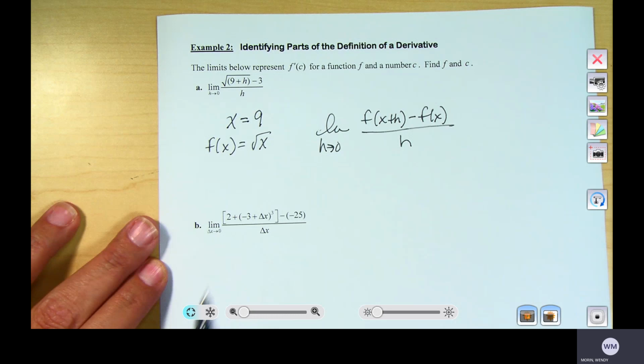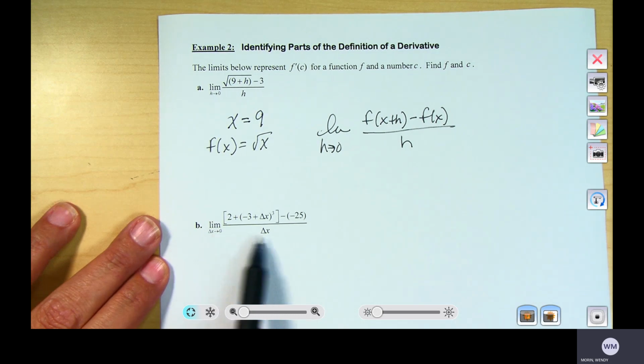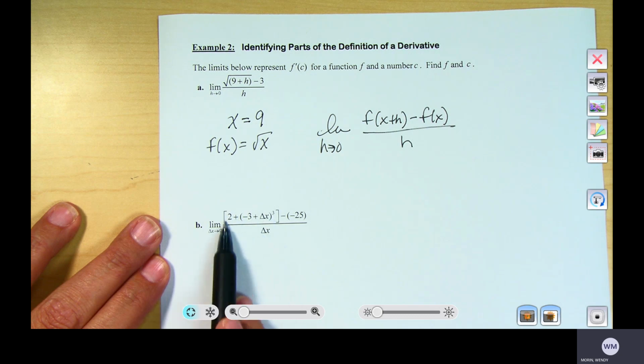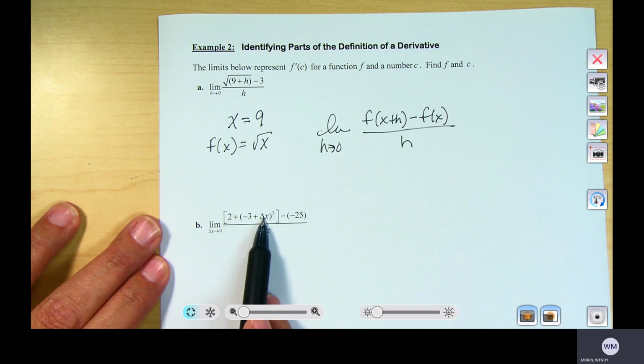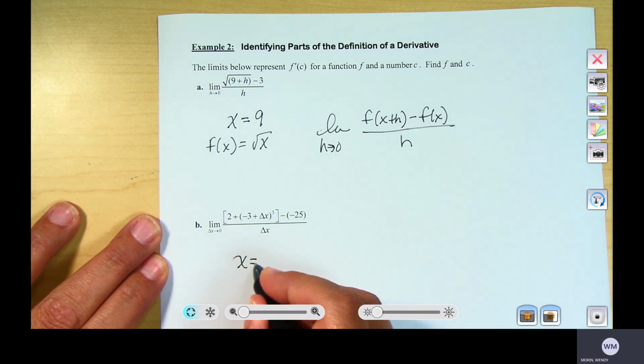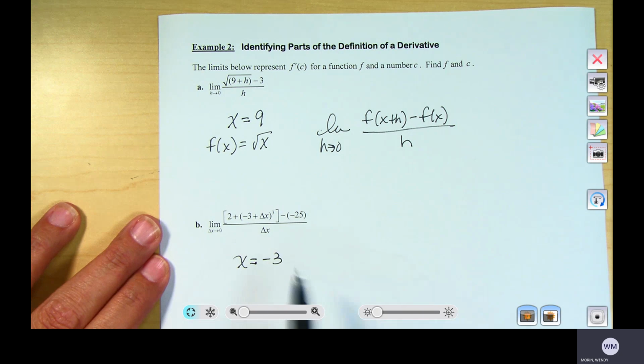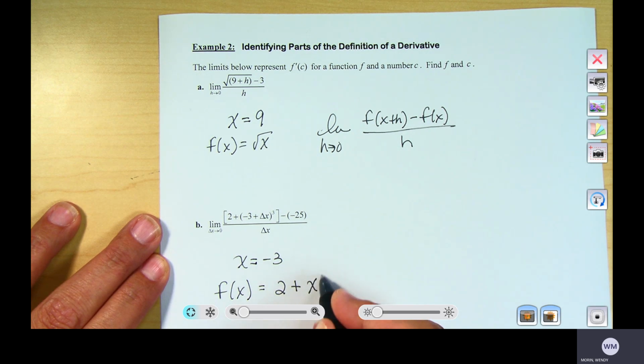Take a look at this one. This is delta x instead of h. So this right here is our f of x plus h. Well, there is your x plus h, or your x plus delta x. Delta x and h are the same thing. So this right here tells us that our x must be equal to -3. And this whole function here, our f of x, must have been 2 plus x cubed.